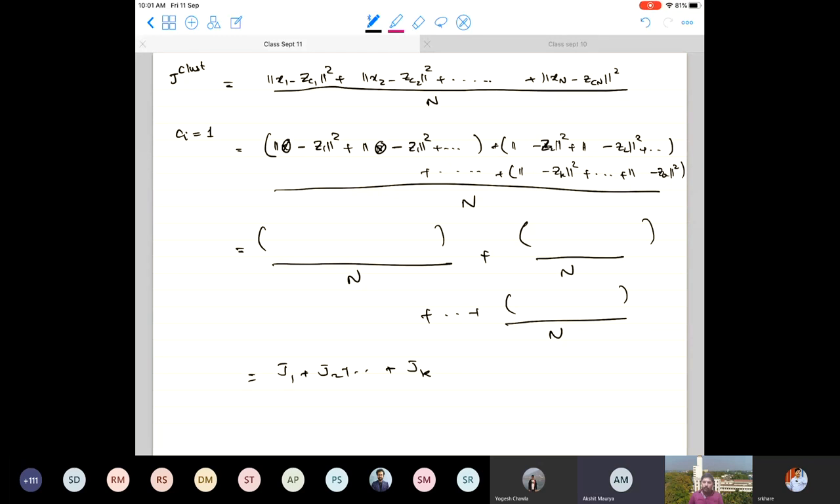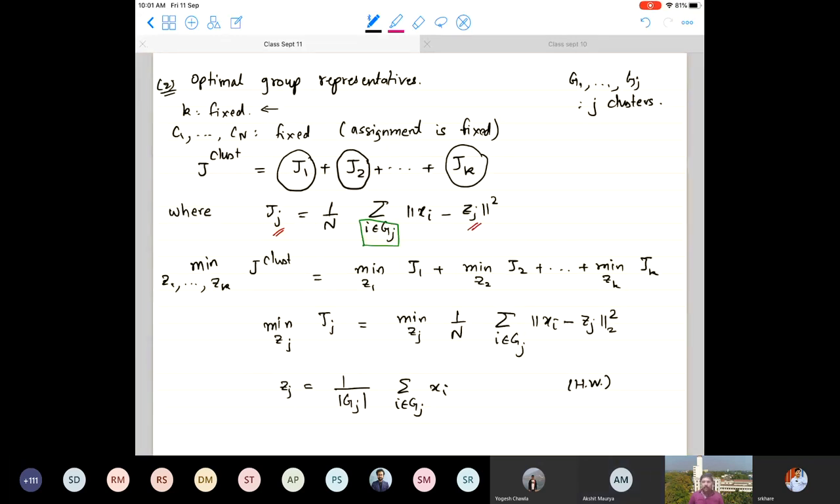Yes, sir. It's just fractions, right? I am rearranging the terms in the fractions. That's why those 1 by n are coming in there. And the cardinality will come in the expression of zj, where you are finding the mean of a group. So that's why I'm saying you have to work this out by hand on your own, to make sure that everything we have done so far is correct. Okay.